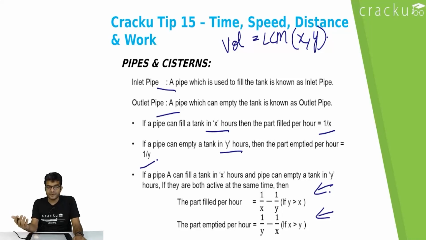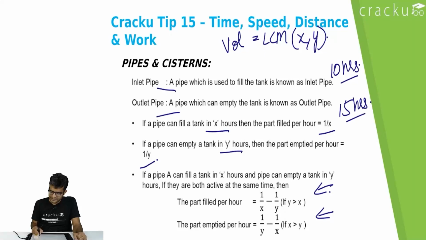Suppose there is an inlet pipe which fills the tank in say 10 hours, and there is an outlet pipe which empties the tank in say 15 hours. What is the LCM of 10 and 15? The LCM of 10 and 15 is 30. So what I would assume is that the volume of the tank is say 30 liters.